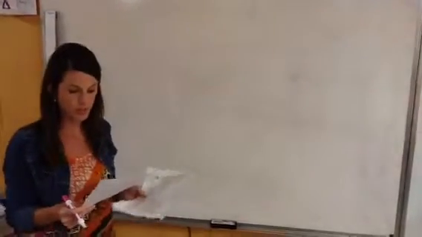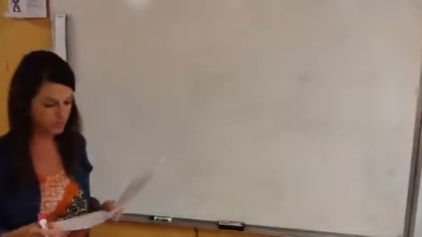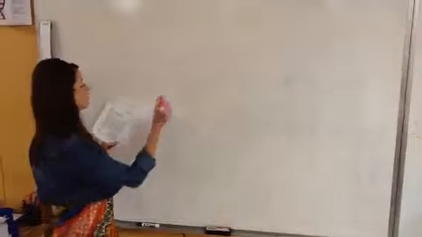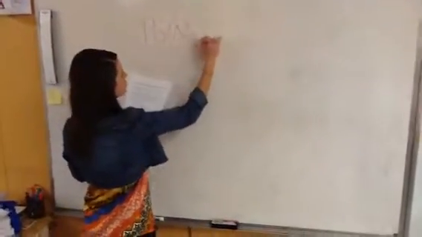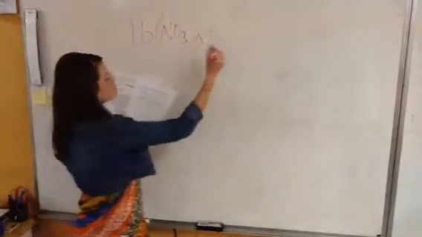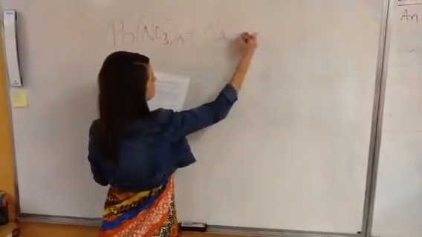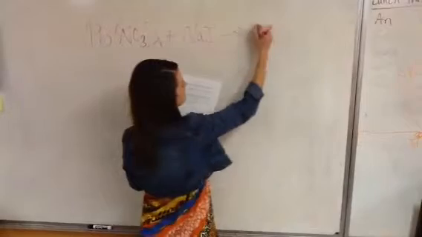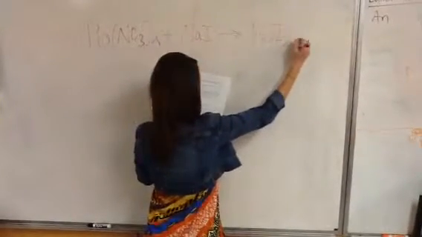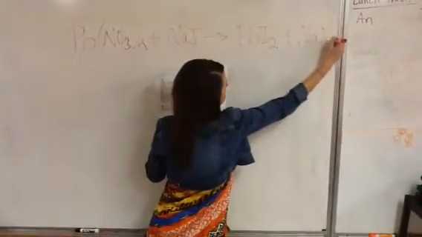Number 1 says, write the balanced equation for the reaction of lead-2 nitrate with sodium iodide to form lead-2 iodide and sodium nitrate. The formula for lead-2 nitrate is Pb(NO3)2, and we add that to sodium iodide, and that is going to make lead-2 iodide and sodium nitrate.